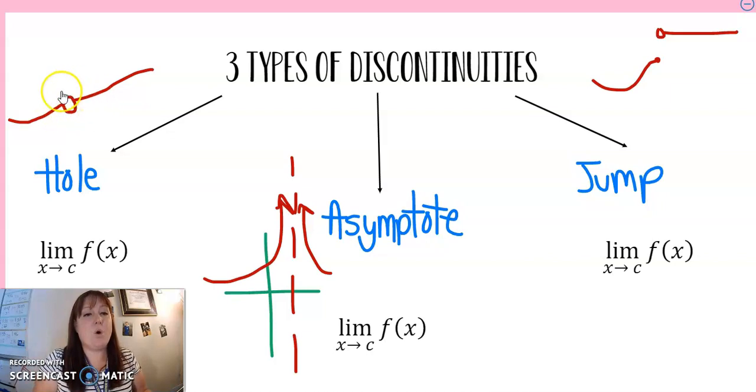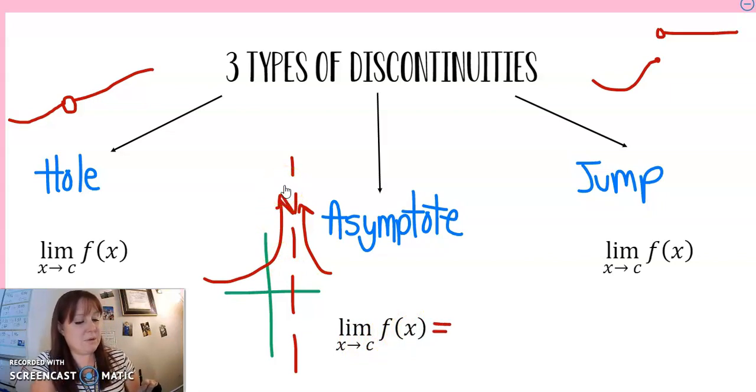Okay. For a hole, the function is approaching this number on both sides. So y is getting really close to that number on both sides, which makes sense because it's a hole. If you have an asymptote, the limit as x approaches that number is going to be infinity or negative infinity, right? Because if I'm getting really close to this number, my y values are getting huge. So in this case, the limit as x approaches this asymptote is positive infinity, right? Because as I get really close to this asymptote, the y values just go crazy. So the limit as x approaches this number is positive infinity. So for an asymptote, your limit is either going to be positive infinity or negative infinity.